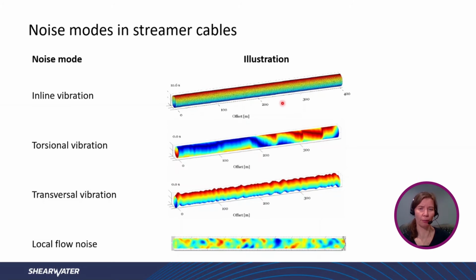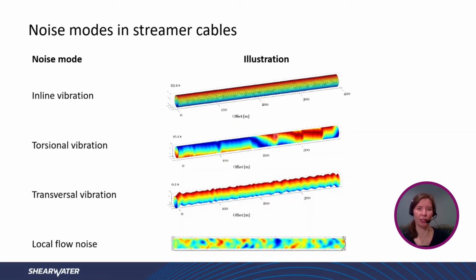You have the inline vibration noise, which, as the name suggests, propagates inline. We have the torsional vibration noise or angular vibration noise, which twists and rotates the streamer. It does not just add noise, but also constantly changes the sensor's orientation, and its effect increases the further the sensor is away from the cable center.